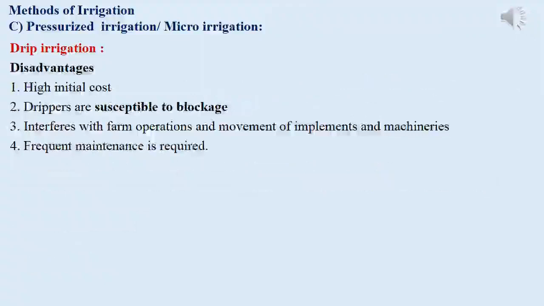Now, which are the disadvantages of drip irrigation system? High initial cost is required, then drippers are susceptible to blockage, then it interferes with farm operations and movement of implements and machineries during cultivation practices. Then frequent maintenance is required in case of drip irrigation.